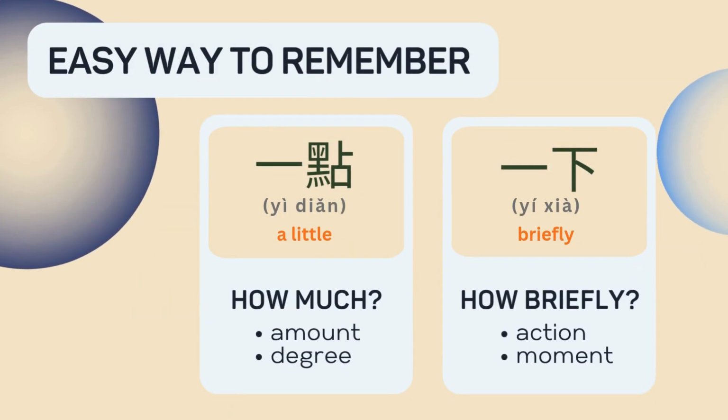So here's an easy way to remember the difference. 一点 describes how much. 一下 describes how long or how briefly. 一点 focuses on amount or degree. 一下 focuses on a brief action or moment. And remember, 一点 can appear in front of an object. It absolutely can when the meaning is clear from context. It's really about what you're trying to describe.